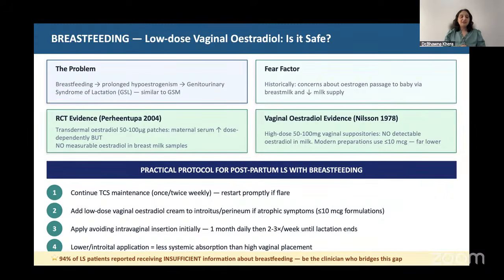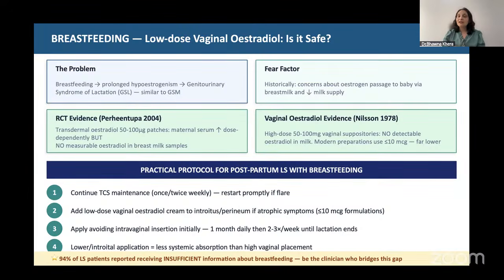Something about the vaginal estradiol. Is it safe with breastfeeding? Yes, it is absolutely safe. There should be no fear factor. So both transdermal preparations, that is 50 to 100 microgram patches, and the vaginal estradiol, which is 50 to 100 microgram, both are absolutely safe. So patches are also safe, and the estradiol application is also safe.